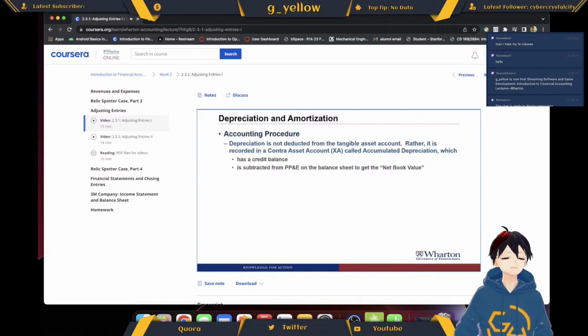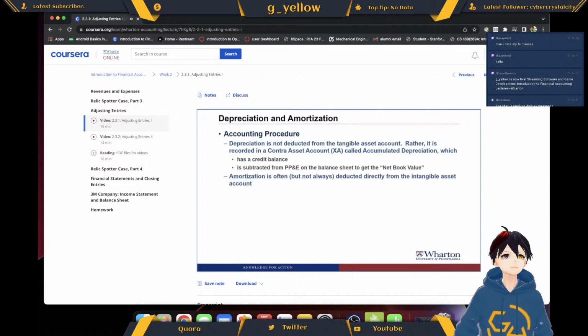I think contra is a Latin word which means something like it has the balance on the opposite side of where you'd expect the balance to be based on where it is on the balance sheet. In other words, assets normally have debit balances, so they're increased with debits. A contra asset would have a credit balance and be increased with a credit because essentially a contra asset is keeping track of reductions in a companion asset account. Then what we'll see is when we put together the financial statements, the accumulated depreciation will be subtracted from property, plant, and equipment on the balance sheet to get something called net book value.